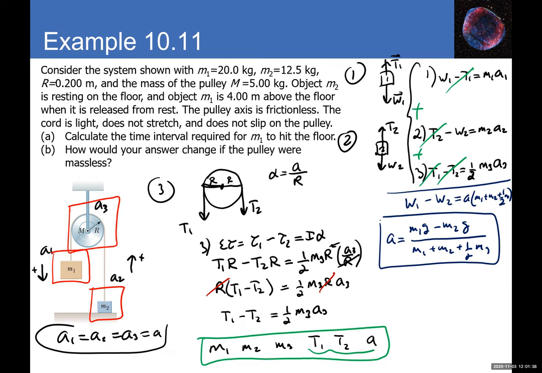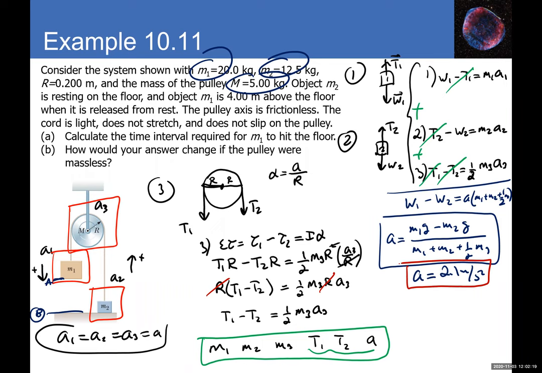We need that because, remember, we want to know how long it takes to go from point A to point B. And if I want to know that, I need to know the acceleration. So for this particular example, I don't need any tension, I just need the acceleration. And I am given M1, M2, and M3. Just plugging into that equation and solving for acceleration, I should get 2.1 meters per second squared. There you go.